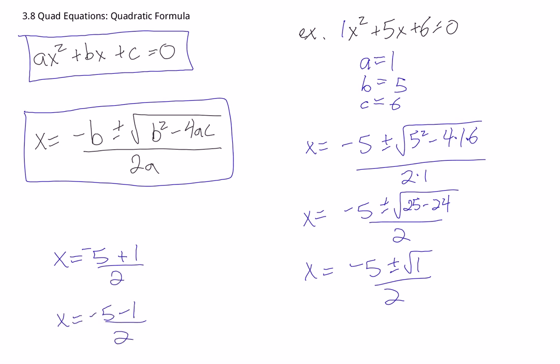So when you do that on your calculator or in your head, minus 5 plus 1 is negative 4, divided by 2 will be negative 2. Minus 5 minus 1 divided by 2, simplify that, you get negative 3. So that is our two answers, negative 2 and negative 3.